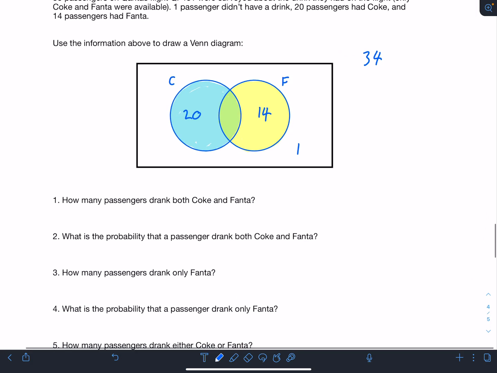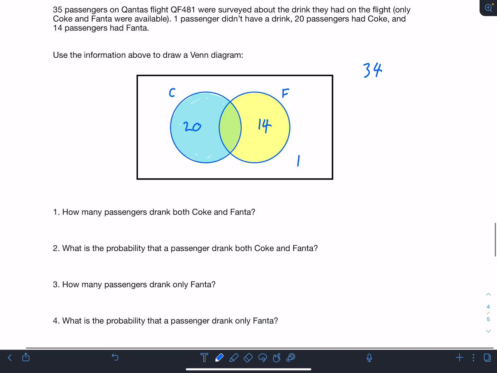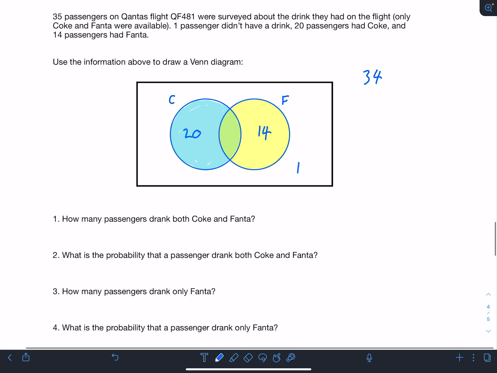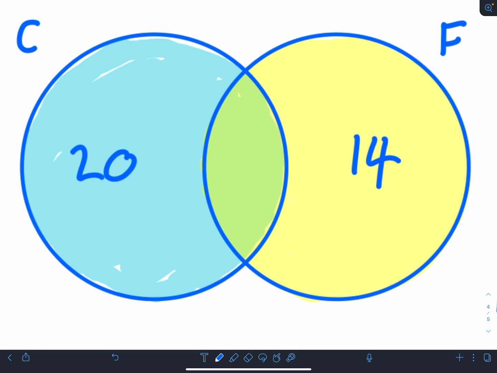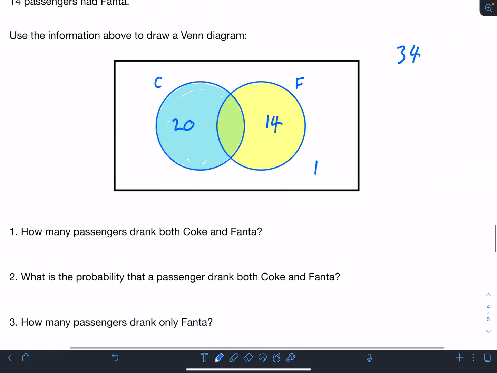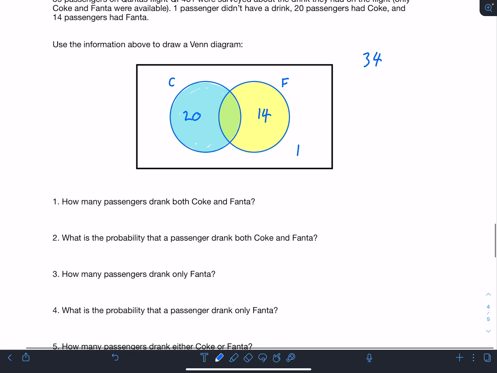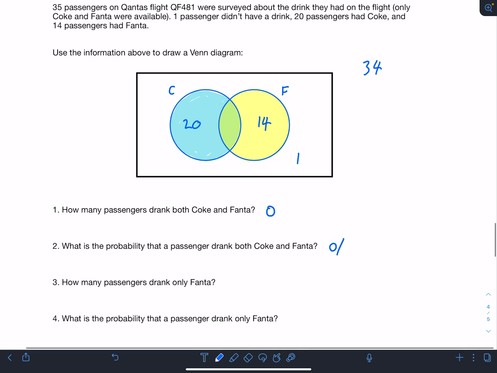Okay, so let's have a look now at the first question. How many passengers drank both Coke and Fanta? That's where the circles overlap, and we can see there's nothing in there, so it's a 0. So no passengers had both drinks. And the probability that a passenger had both, well, none of them had it, so the probability must be 0 divided by the total number of passengers, 35.